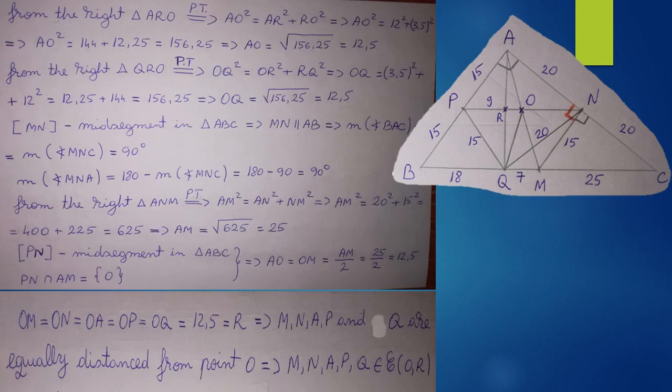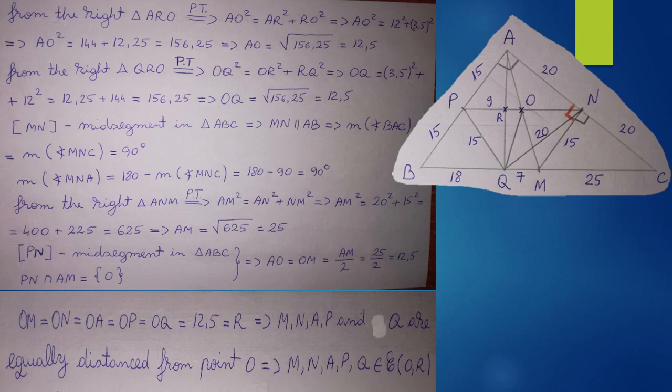From the right triangle ARO, we have with Pythagoras theorem that AO squared is equal to AR squared plus RO squared. So AO squared is equal to 12 squared plus 3.5 squared, which is equal to 144 plus 12.25, which is equal to 156.25. From this we have that AO is equal to square root of 156.25, which is equal to 12.5.